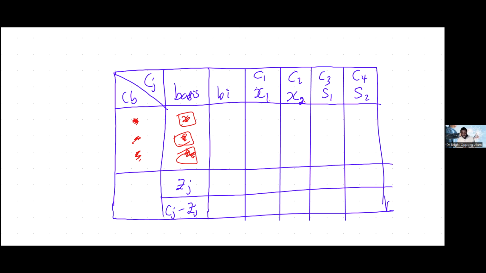Good. Then the basis actually is the variables currently in the solution set.